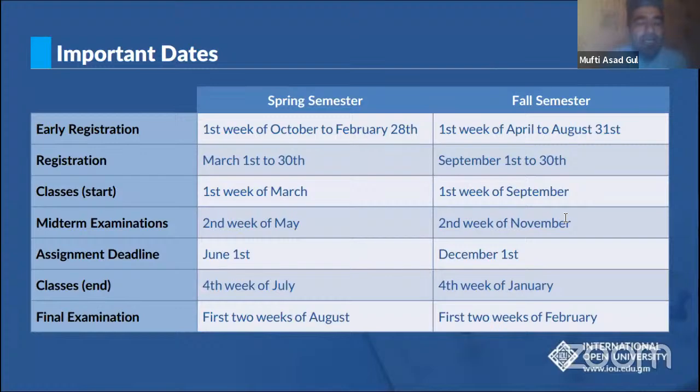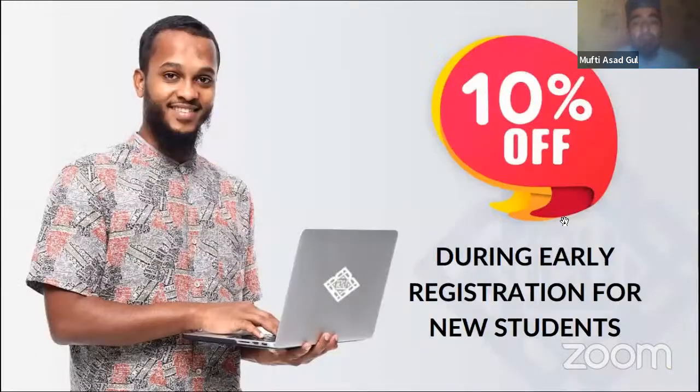Normally there are the spring session and the fall session. The fall semester starts in September every year, and the spring semester starts every year in March, from the 1st of March. So 1st of March and 1st of September are quite important dates to remember. Then we move to the closing: the closing of the spring semester is in July or mid-August, and the fall semester closes in February or on 31st January. So these are quite important dates.